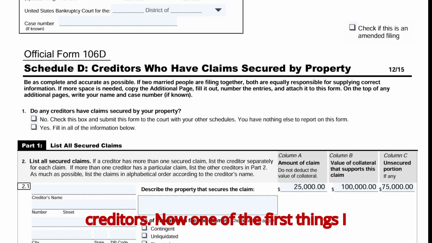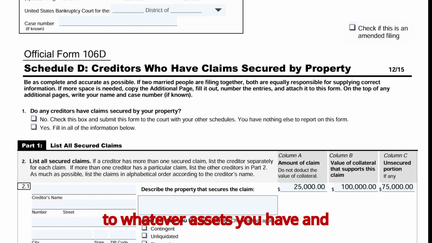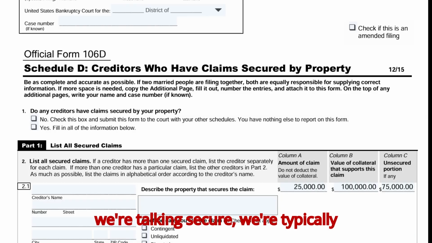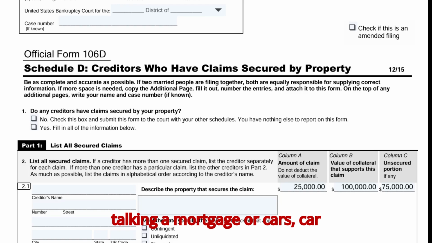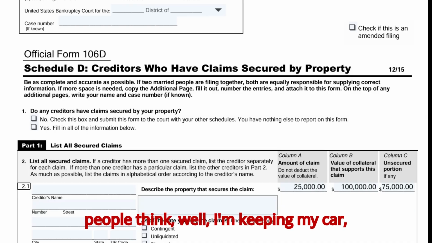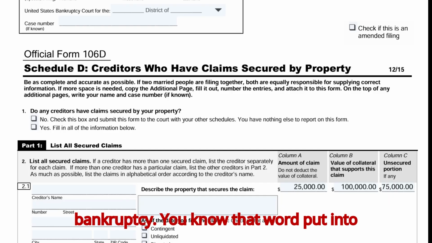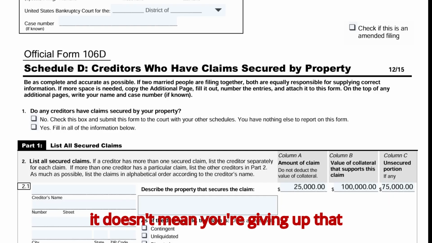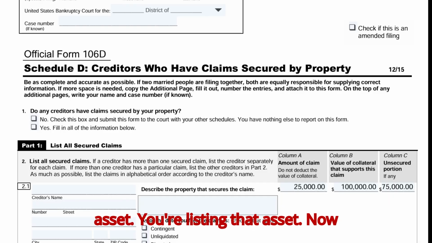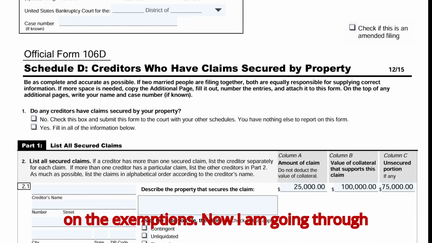Now, one of the first things I want you to understand is when it comes to whatever assets you have, and we're talking secured, we're typically talking a mortgage or car payments, you have to list all your assets. So I know a lot of times people think, well, I'm keeping my car, so I'm not going to put that into bankruptcy. That word "put into the bankruptcy" is deceiving because it doesn't mean you're giving up that asset. You're listing that asset. Now, whether you get to keep it or not depends on the exemptions.